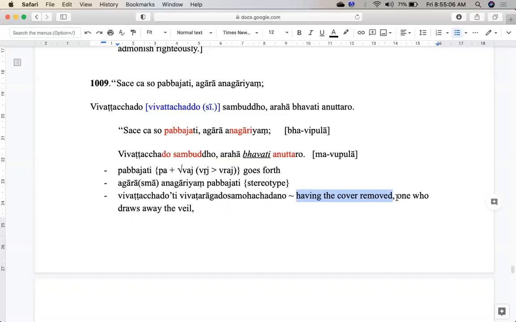But in the Norman translation, one with the seed removed. It's Norman. So vivattacchado sambuddho araha bhavati anuttaro.